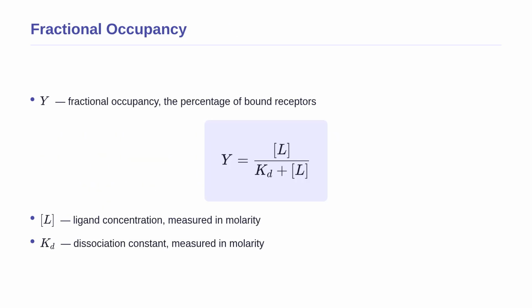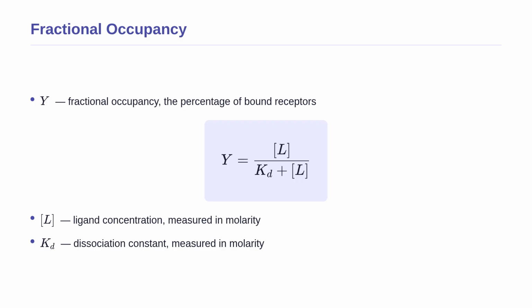Building on the dissociation constant, we can now determine exactly how much of the cell's communication network is activated. This is done using the fractional occupancy formula. Here, the variable y represents the fractional occupancy, which is the percentage of total receptors that are currently bound to a ligand. The symbol L is, again, the ligand concentration, and KD is the dissociation constant we just discussed.